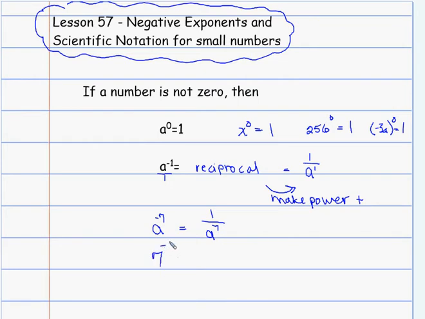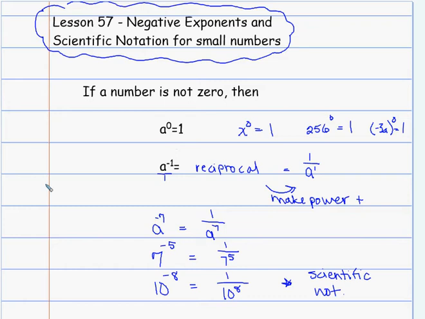If we have 7 to the negative 5 power, that becomes 1 over 7 to the positive 5 power. If you have 10 to the negative 8 power, that becomes 1 over 10 to the positive 8th power. We're going to use this fact when we get into scientific notation for small numbers. So, don't freak out when you see a negative exponent. It just means make the reciprocal.